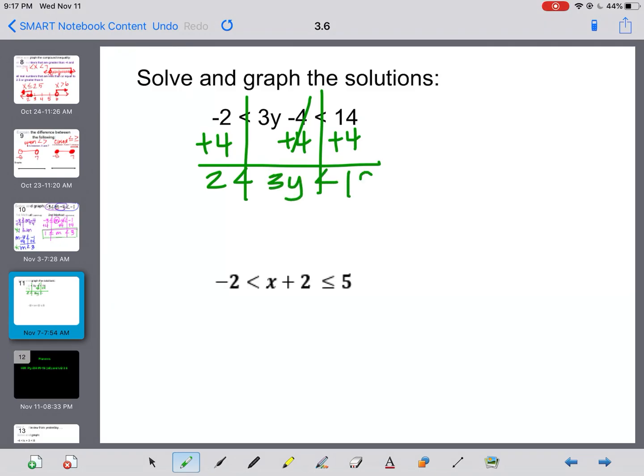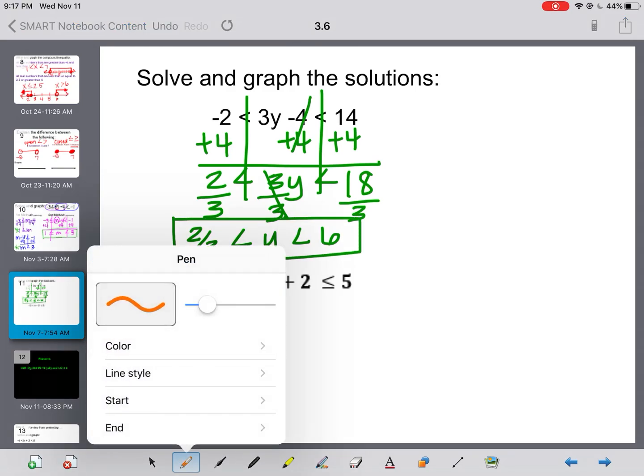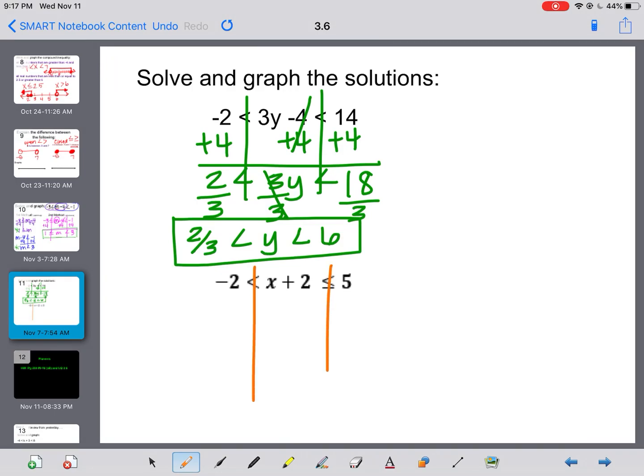Okay, this one's actually a 2-step in the middle. I still went with the all-in-one method, but -2 plus 4 is 2, which still leaves me with a 3y. Okay, then just like normal, I'm going to divide by 3 on all 3 sections. Now if you get a fraction, leave it as a fraction, like this 2/3. So my answer will be 2/3 is less than y, which is less than 6.